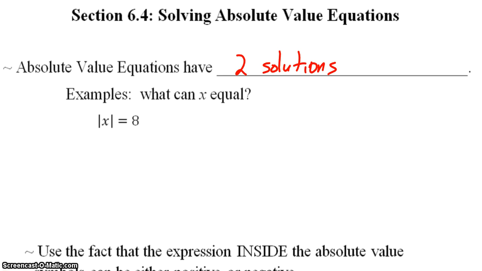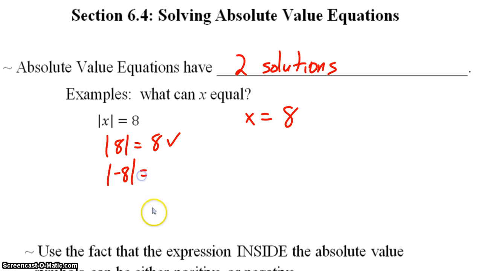So just a quick example, trying to get in your head what's happening. The absolute value of x equals 8. Well, if I put in a positive 8, the absolute value of positive 8 is 8. So obviously, x could equal 8. But also, if I put in negative 8, because what's in the absolute value becomes positive, x could also equal negative 8. So there are two possible solutions in this case, 8 and negative 8.